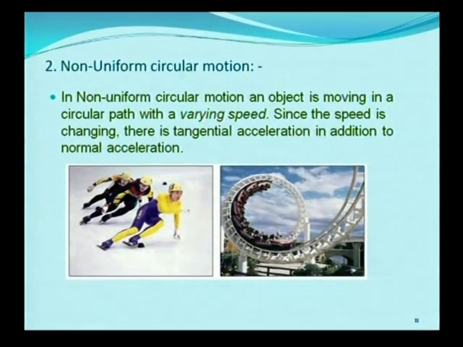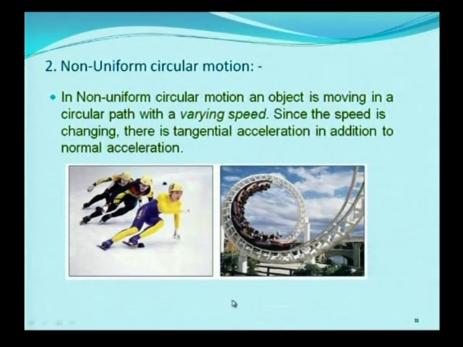Next, we can see non-uniform circular motion. So, let us see what non-uniform circular motion is. It is all opposite to uniform circular motion. When the object is moving along the circumference of the circle, in non-uniform circular motion the speed is not constant. Here we can see that when the boys are skating, what happens? They are moving along the circumference of the circle, but the speed is not constant.